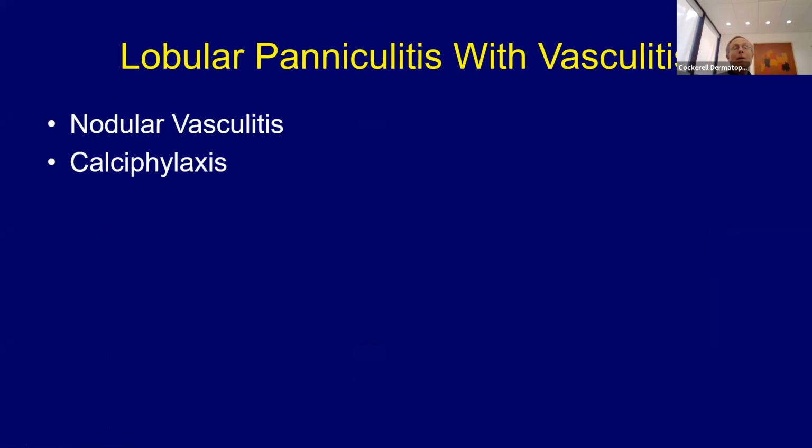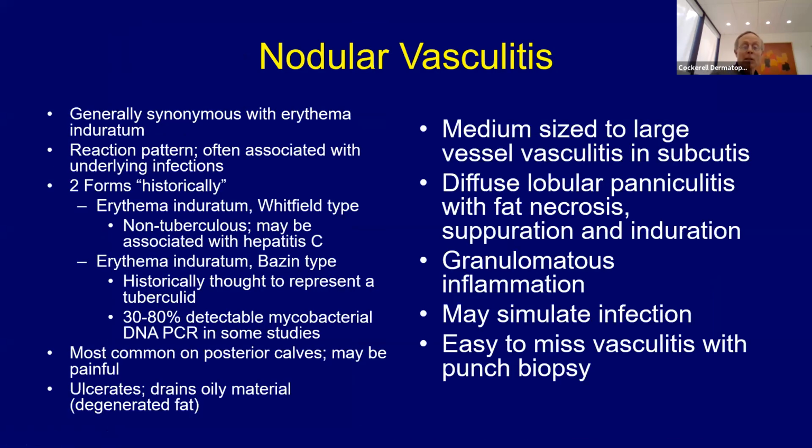The most common is nodular vasculitis. We talked a little bit about this when we talked about vasculitis last week. So again, this is generally synonymous with erythema induratum. And again, there's two different types. There's the Whitfield and the Bazan type. I don't really think you need to know a lot about that.